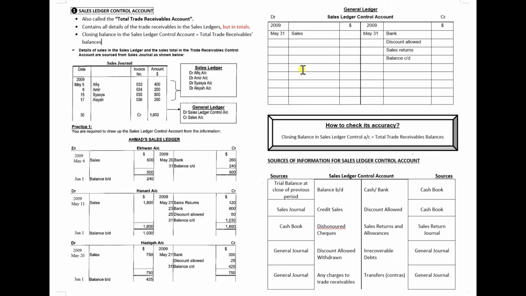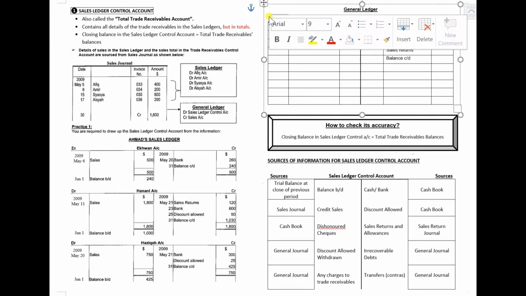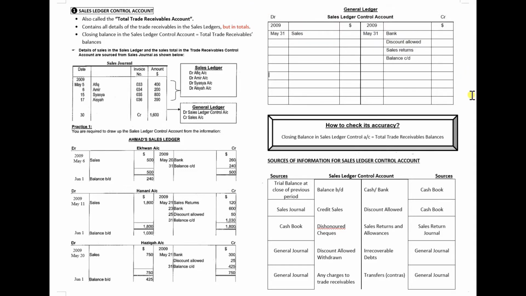And because this sales ledger control account is a summary of all these trade receivables added up, it has the same nature as the debtors account. So the normal balance will be debit. The normal balance of the sales ledger control account will be debit, and debit means an increase. Credit means a decrease. Now let's take a look at some examples.